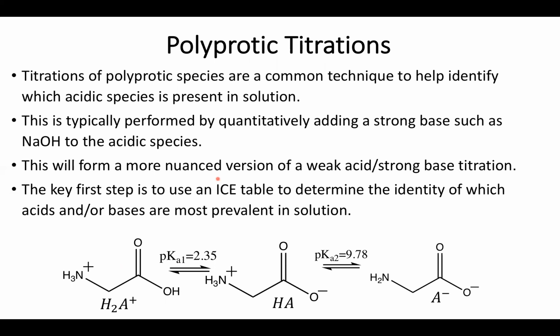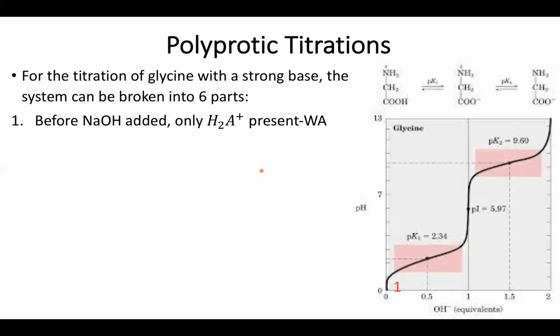And like any of our other titrations, the first step is going to use an ICE table to try and determine where we are in the system and which of our acids and/or bases are going to dominate the system. Keeping in mind those alpha tables can be really helpful in trying to assign where we are along the titration.